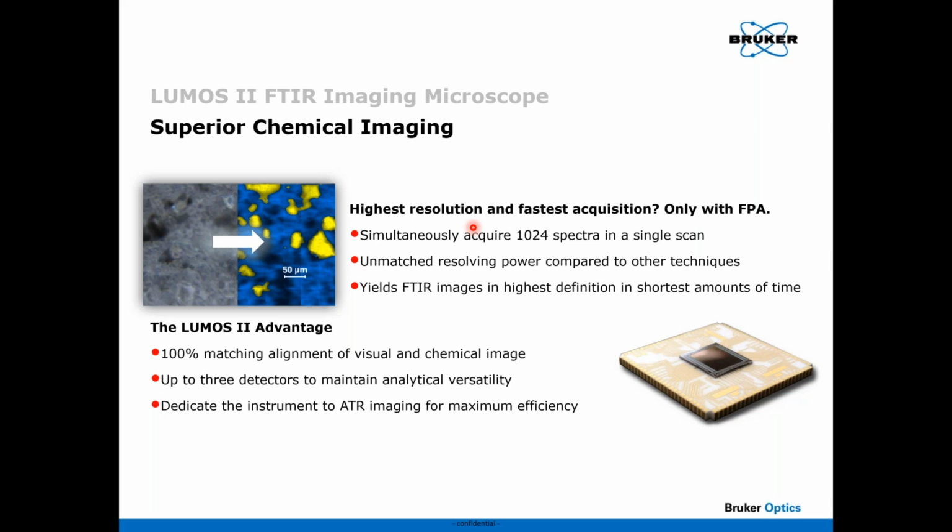The Lumos 2 also has perfect registration of the visible images with the chemical image. So remember, the visible images give you the physical information or properties of the sample, and the infrared image gives you the chemical information. So again, having perfect registration is important. And then sometimes you want to have some flexibility with doing different experiments. And in doing that, we have the ability to have up to 3 detectors on the Lumos 2. And this instrument was really designed from the ground up for doing the ATR experiment, including ATR imaging with really high efficiency.